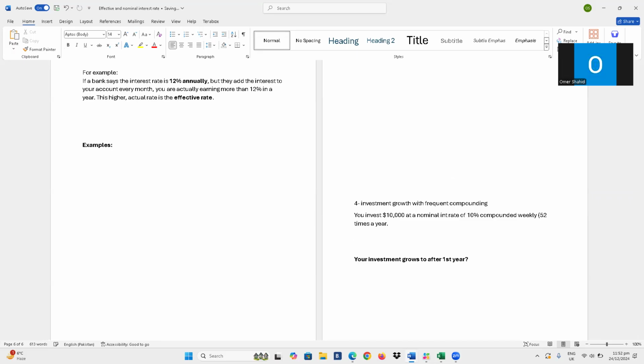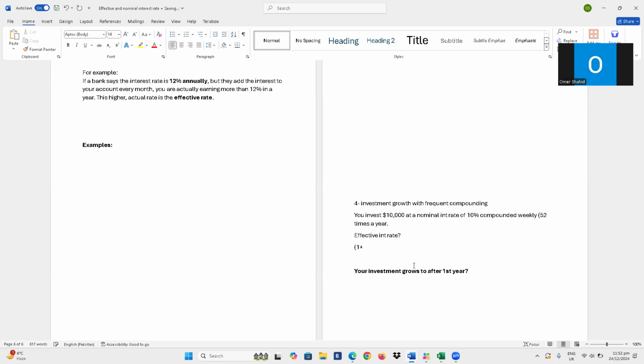Because you know that if they are compounding it more than once a year, our effective rate will be higher than the nominal rate. You know this from what I taught you above. So we need to know our effective interest rate before we can tell how much our investment will grow after the first year. So what will be our effective interest rate? First of all, effective interest rate. We will use the formula in the same way.